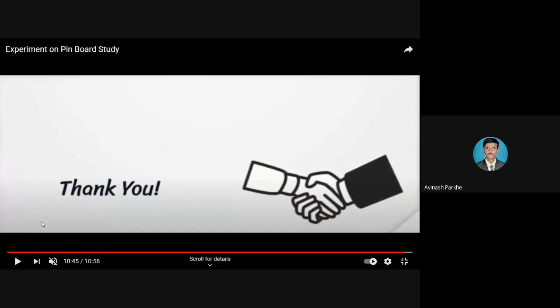At the end, you have to compare all the cases, and out of that number of cases, you have to choose the final method, or the final process, which I have to implement for my further work. So this particular experiment is called a pinboard study experiment.